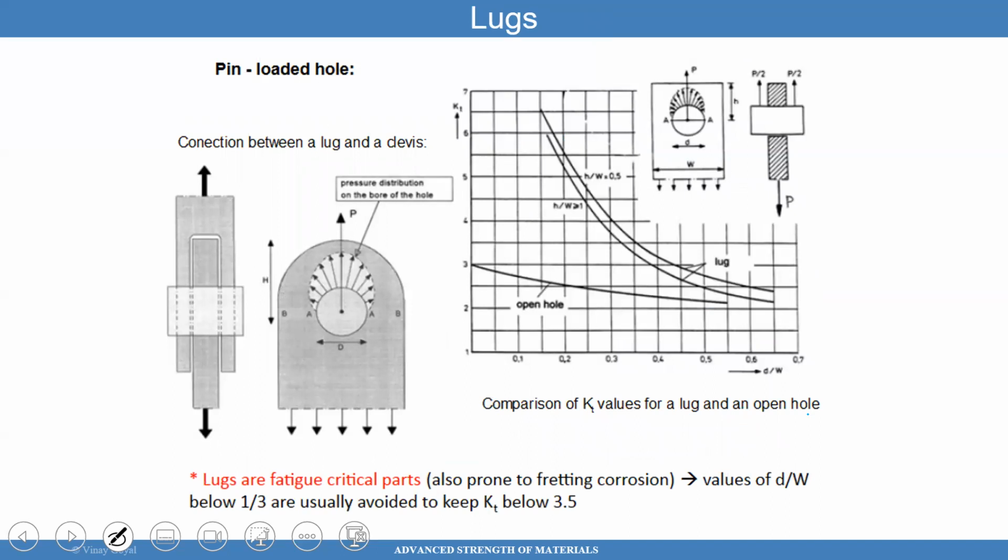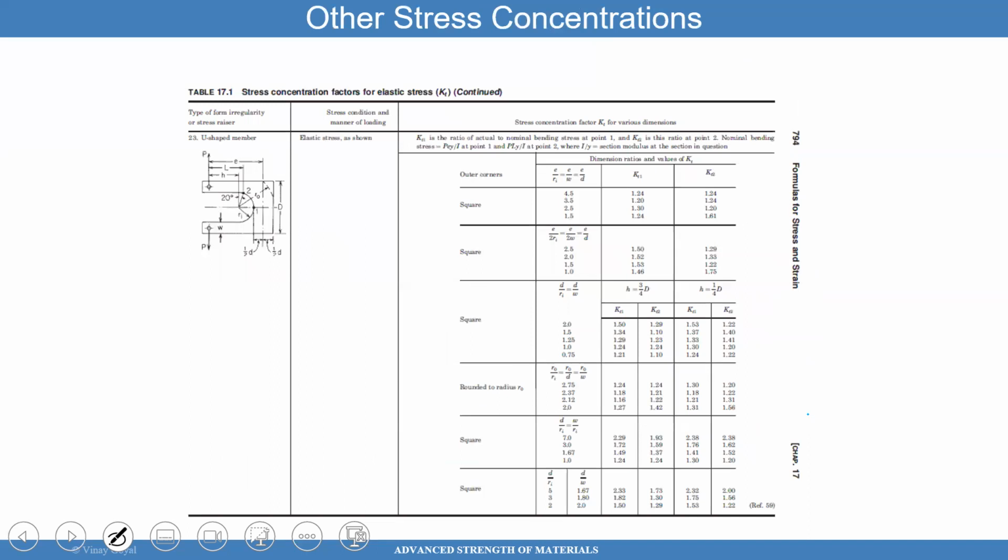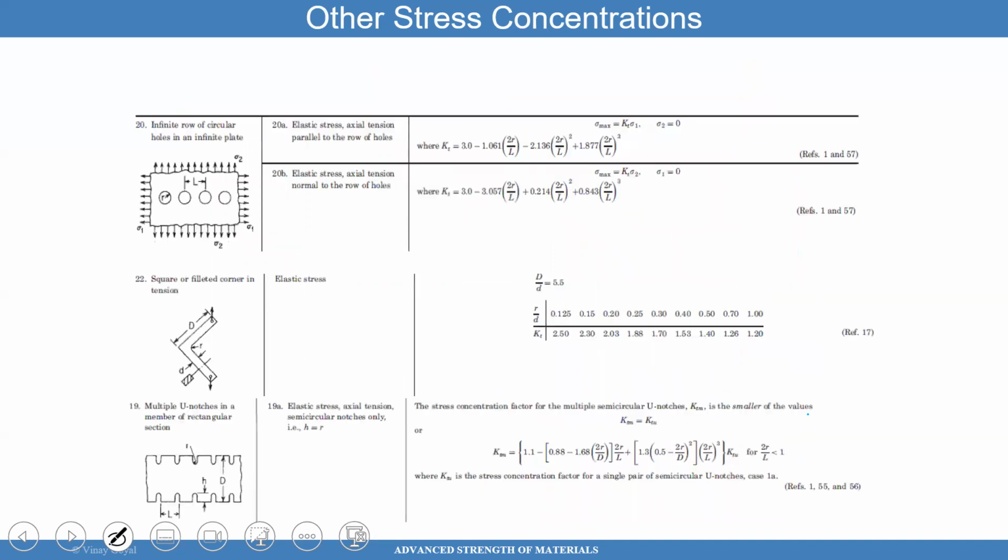Lugs can also be studied using curves like this. And then this is from Roark's handbook. It shows you in table 17.1, chapter 17, various situations with the stress concentration factor provided for a lot of different cases. Outer corner, square, rounded to radius. It shows you the KT for various situations.